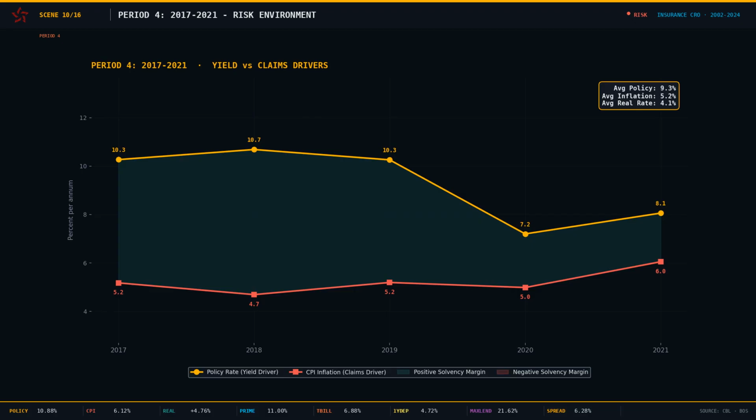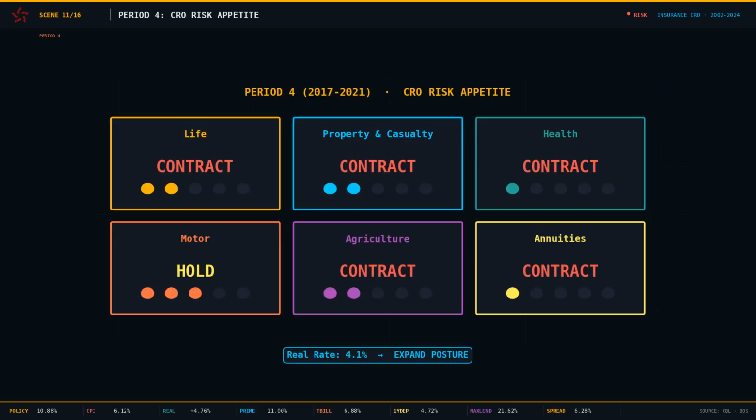Investment yields collapsed below claims inflation. Reserve portfolios lost real value. Solvency margins eroded silently. With negative real rates, the CRO contracts aggressively. Life insurance, contract. Long-duration liabilities unmatched. Property and casualty, contract. Reserve erosion severe. Health, contract sharply. Medical inflation exceeds yield.